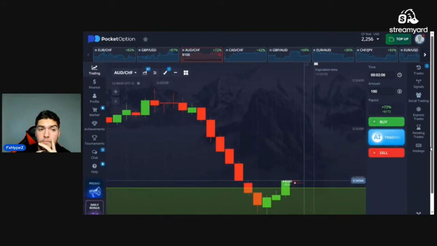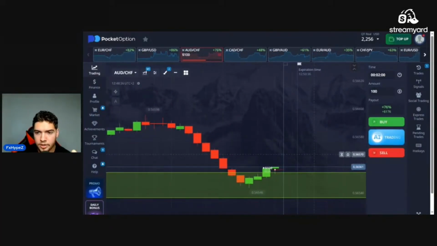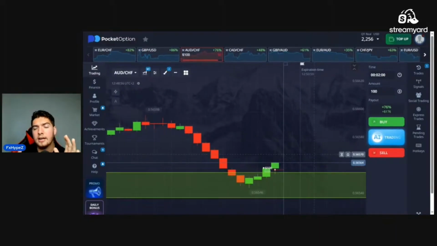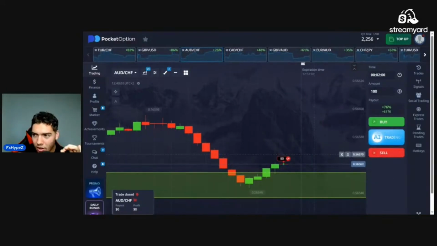Okay, well, the AI has opened a 1-minute sell. Oy, this is going to be close. But as you can see, price is slowly starting to increase. I was hoping that the AI was going to go for a buy. A 1-minute buy position would have been perfect, but that's 3 losses in a row.